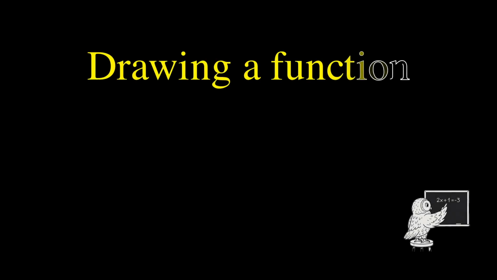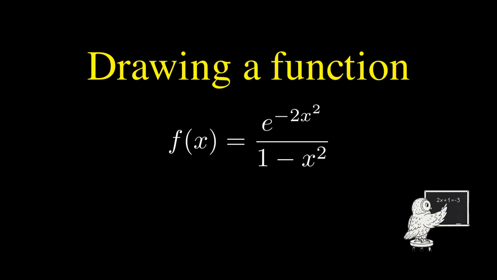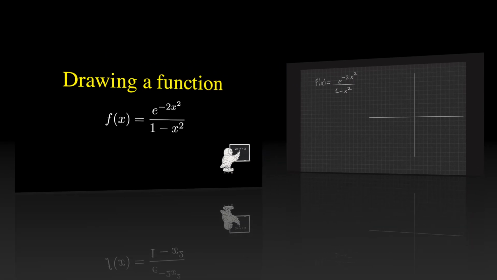Today we'll see how to draw a function using everything that we have learned so far. Specifically, we'll draw the function f of x equals e to the minus 2x squared divided by 1 minus x squared. So grab your pen and paper and I'll see you in a minute.